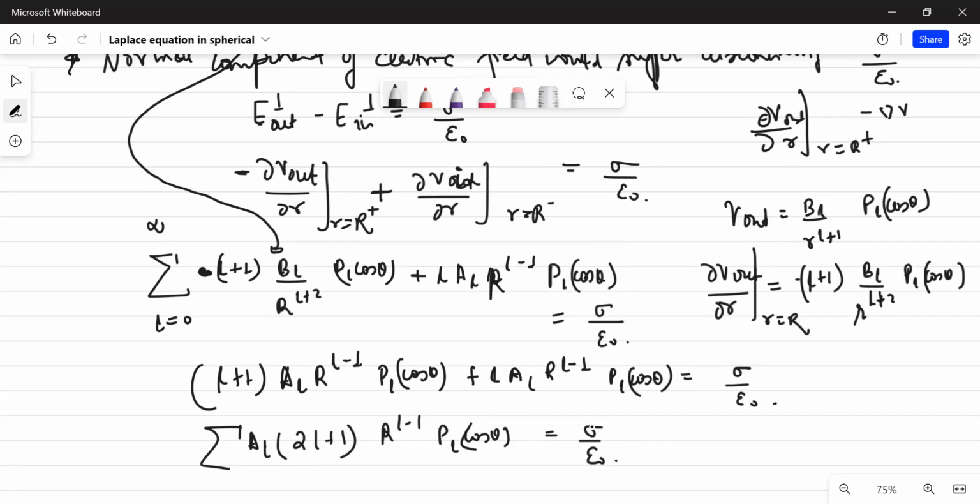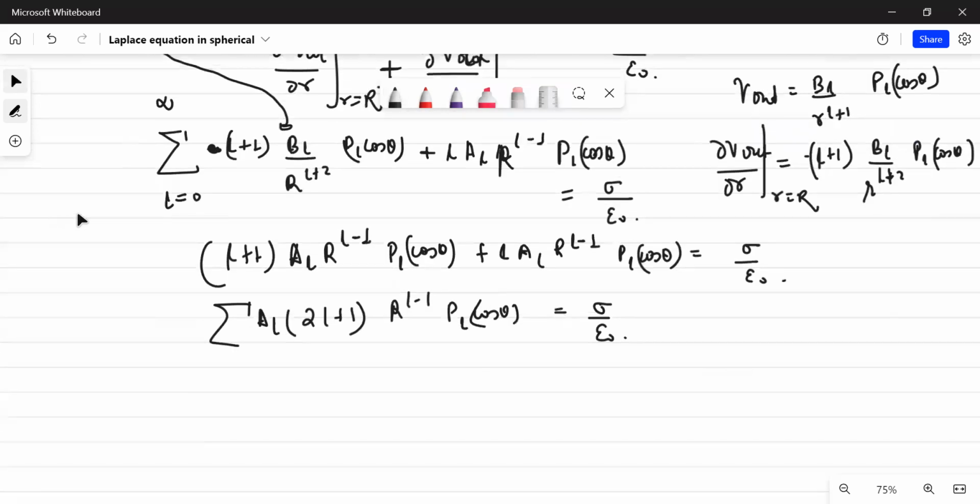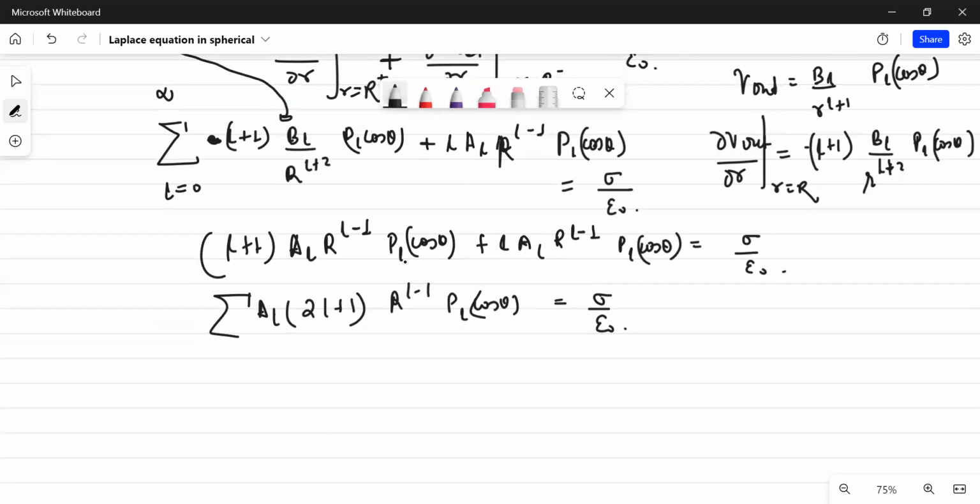And this sigma was given on the surface, because we are placing r equal to capital R. So now instead of sigma, I can write sigma naught theta, because on r equals capital R we have the sigma naught theta described.